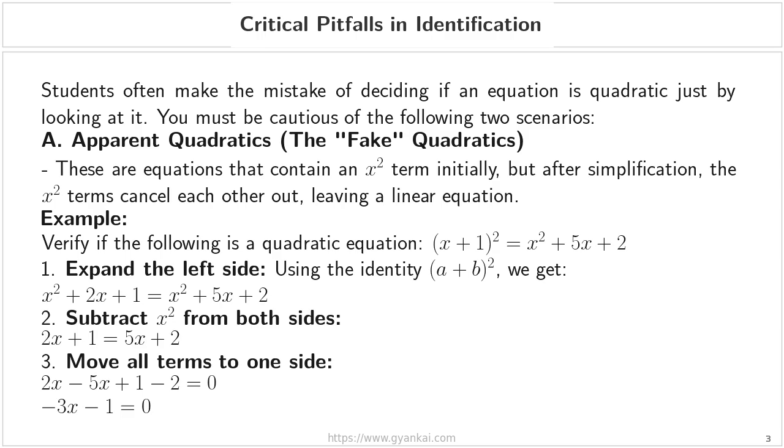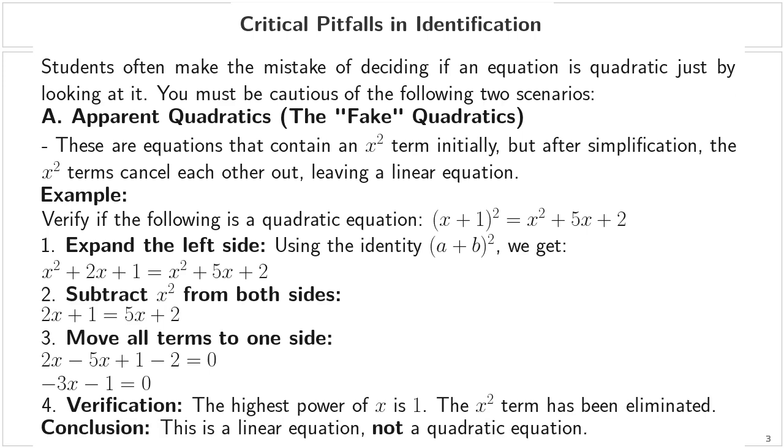By subtracting 5x and 2 from both sides, we arrive at negative 3x minus 1 equals 0. Finally, we perform our step 4, the final degree check. Looking at our simplified result, the highest power of x is now just 1. The x squared term has been completely eliminated. Therefore, our conclusion is that this is actually a linear equation, and definitely not a quadratic equation.